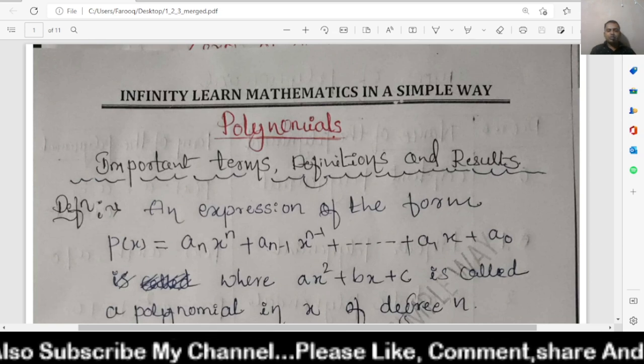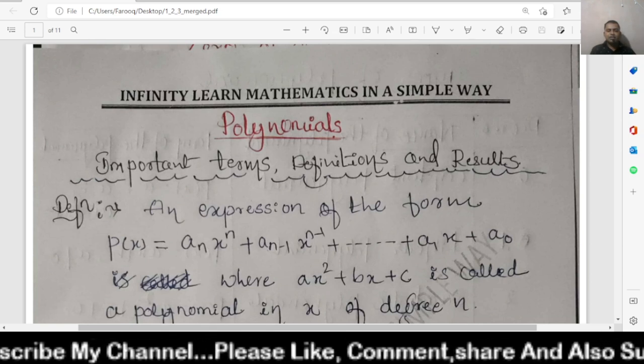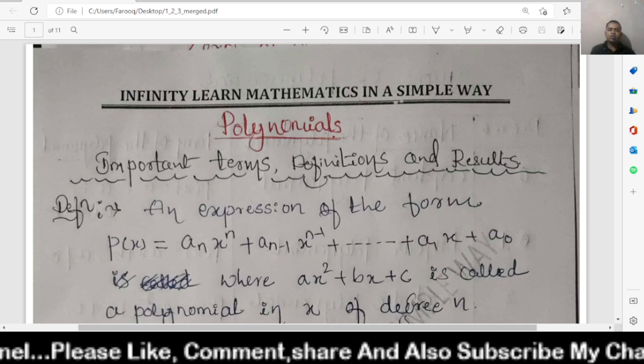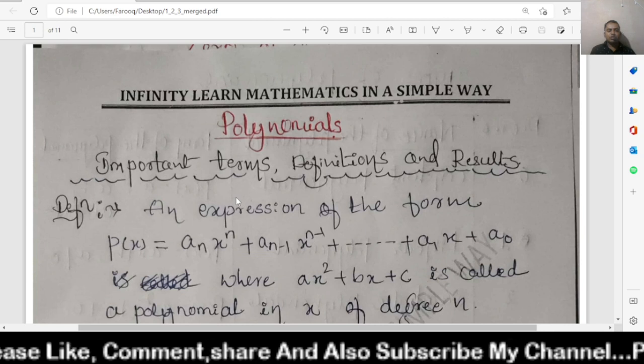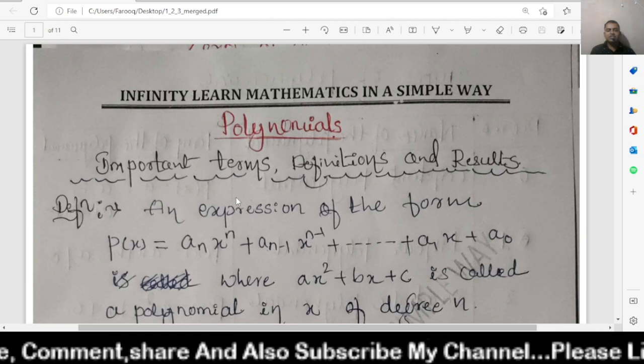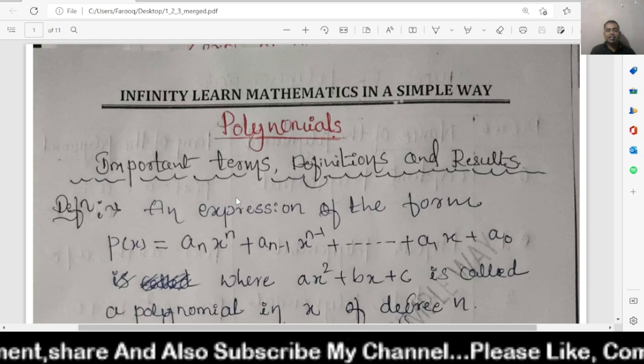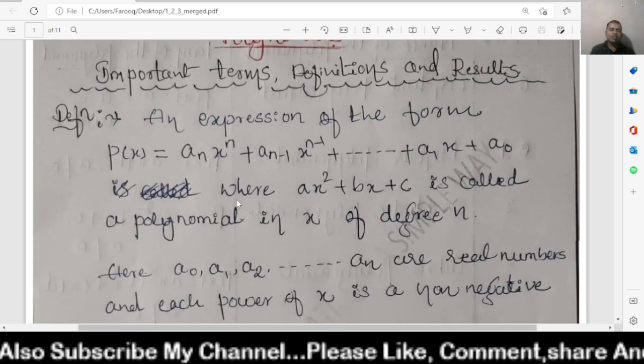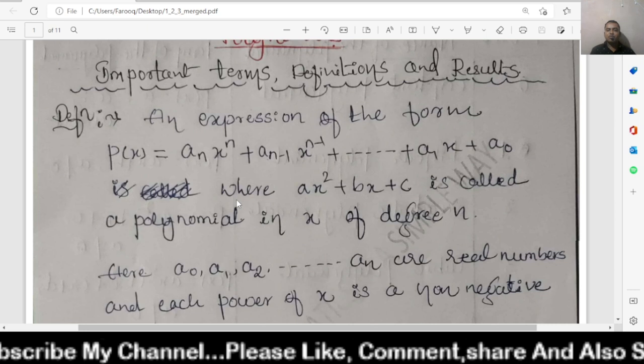So today we are going to learn about polynomials. First of all, try to understand the important terms, definitions and results related to polynomials. If you know these important terms, definitions and results, then it is very easy to solve the MCQs on polynomials. So let us try to understand the definition of a polynomial.